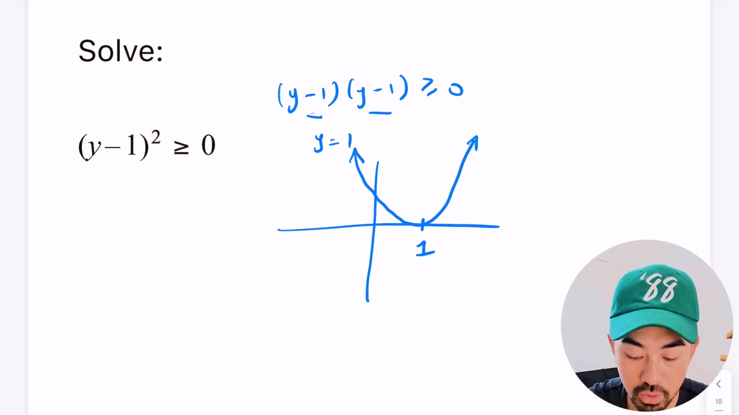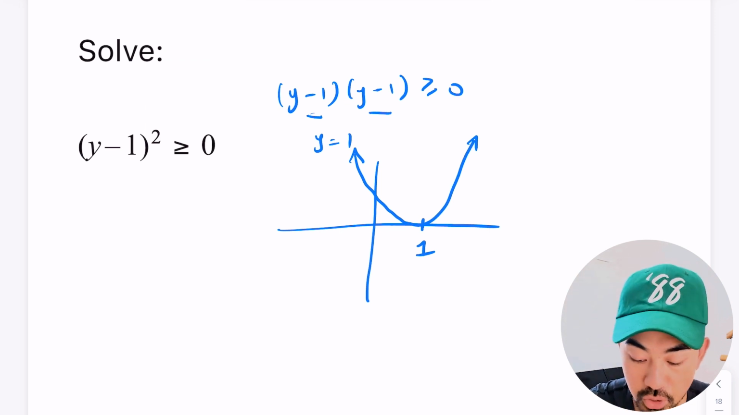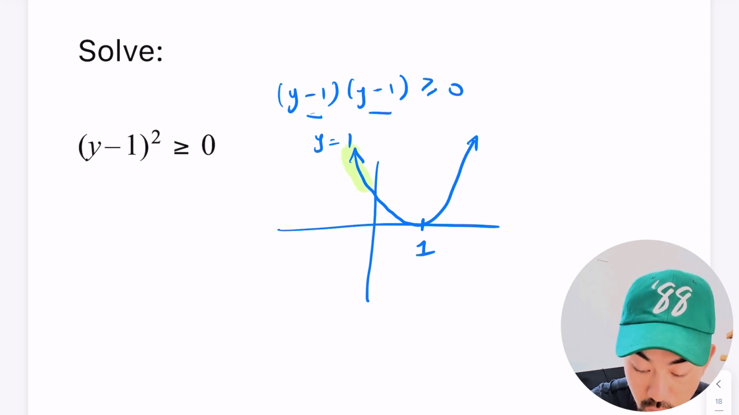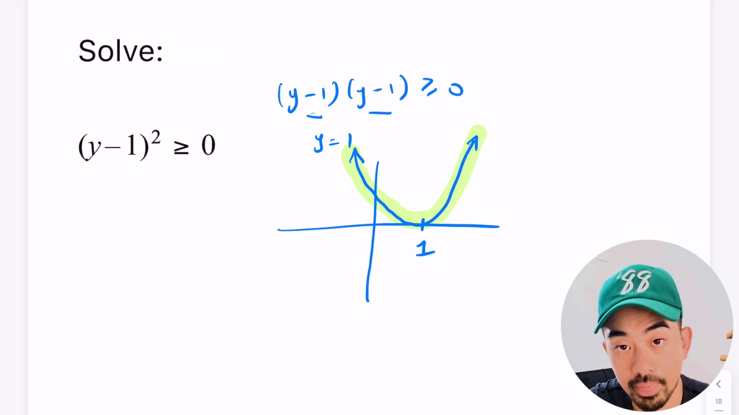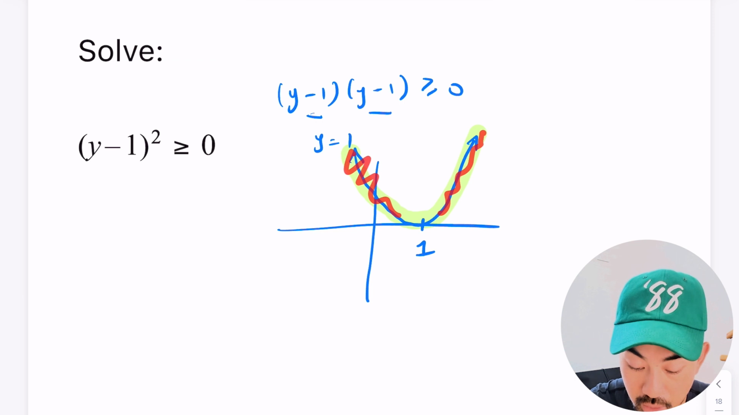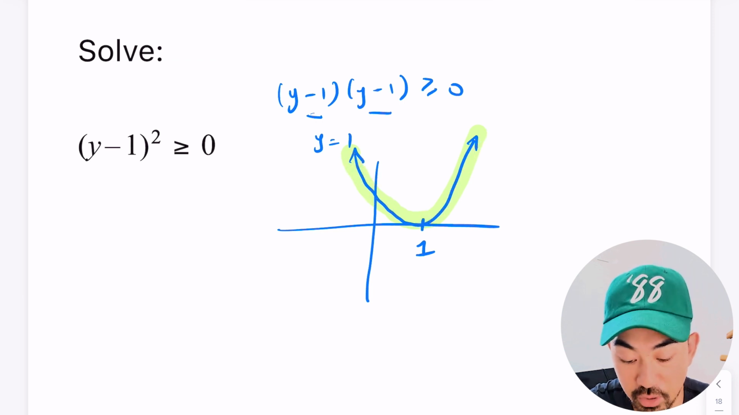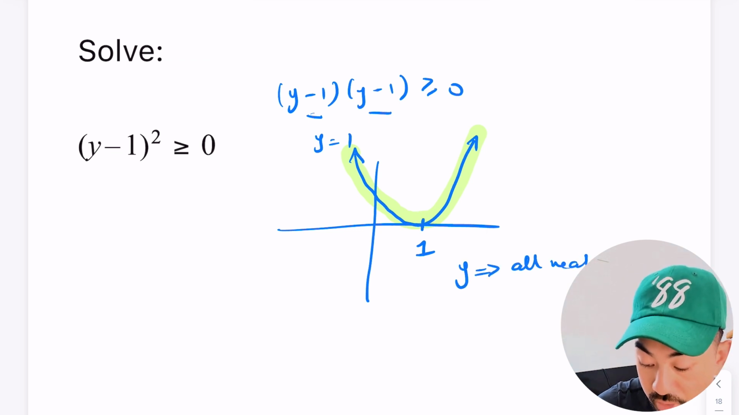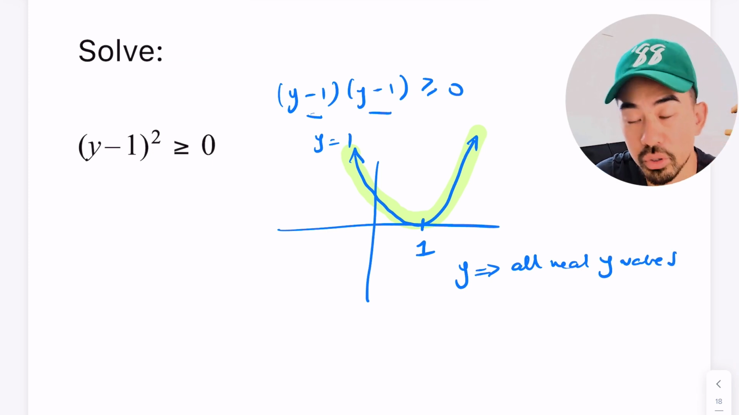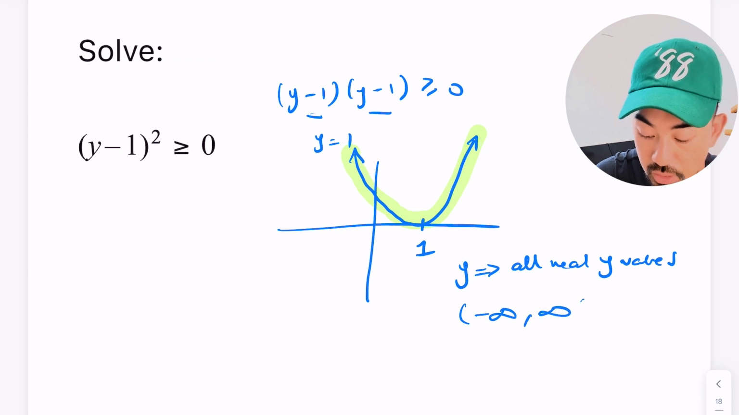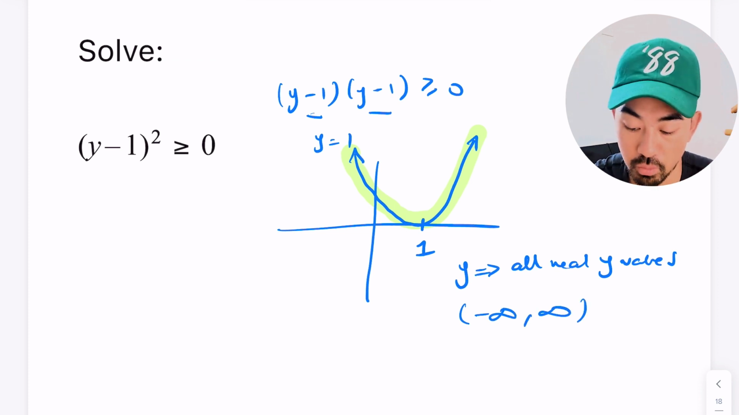Okay? So it's a little bit more thinking than before. So when is this graph greater than or equal to 0? Well, it's actually this whole thing. Okay? Because it's greater than 0, obviously, here and here. But over here, it's also greater than or equal to 0 at that point there. So my y is going to be all real y values. Or you can write it in this form here. So you can write it as minus infinity to infinity, and that just represents all the real numbers for y.